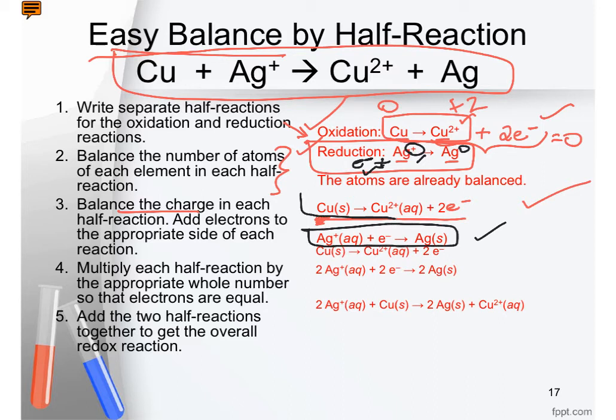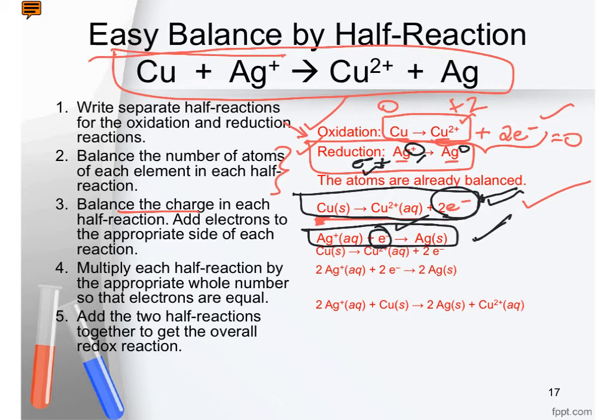Now, I want to point out something that will hopefully help you prevent errors. One of the half reactions, the oxidation half reaction, will always have electrons on the product side to balance the charge. The reduction half reaction will always have electrons added on the reactant side to balance the charge. Okay, so they have to be on opposite sides. All right, so the number of electrons added to balance the charge are different. There are 2 in the copper half reaction, only 1 in the silver. They have to be the same before we add the 2 together.